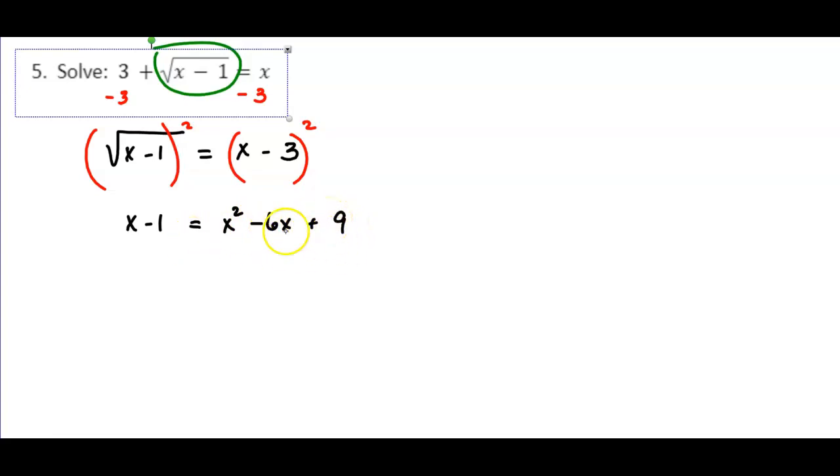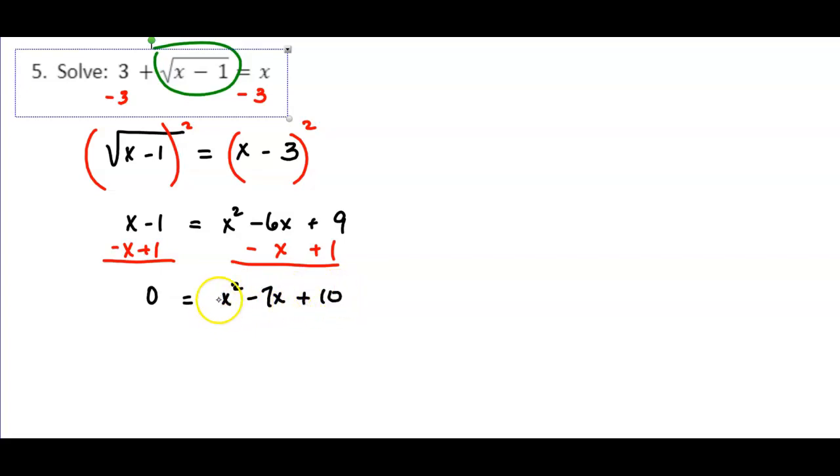And now I have a quadratic here, so I'm pretty sure I'm going to have to factor, but remember it has to be set equal to 0. So I'm going to move that x and the -1. I'm going to subtract x. I'm going to add 1 to both sides. That gives me the 0 on the left, and then x squared minus 7x plus 10 on the right.